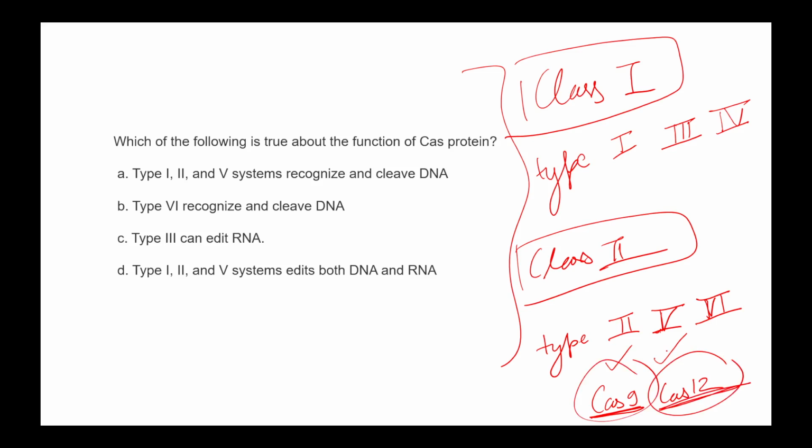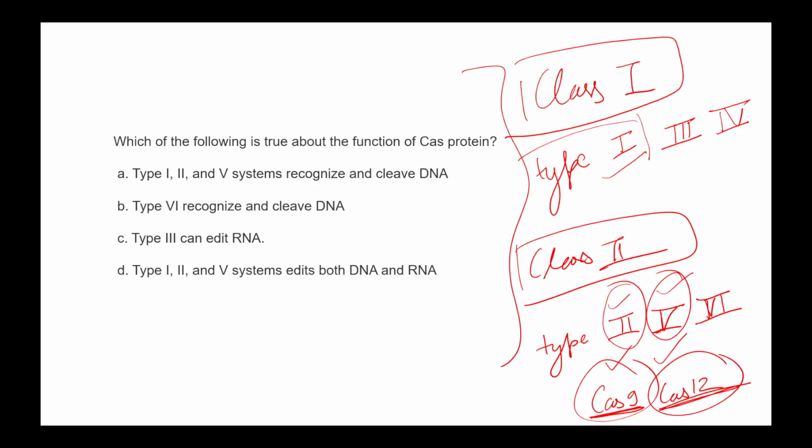These are the two types, and they require CRISPR RNA or guide RNA mediated recognition or direction. Types 1, 2, and 5 can recognize and cleave DNA. These are Cas9, Cas12, and type 1, which is also Cas3. They can recognize and cleave the DNA, as it is being utilized, as I have shown you till now.